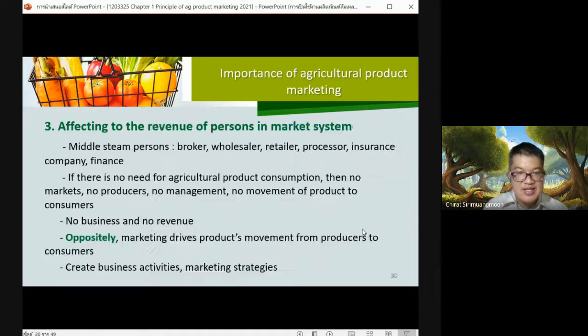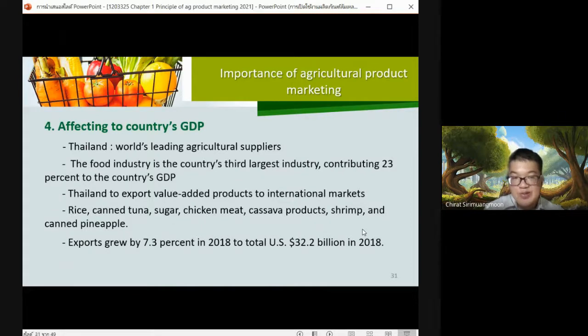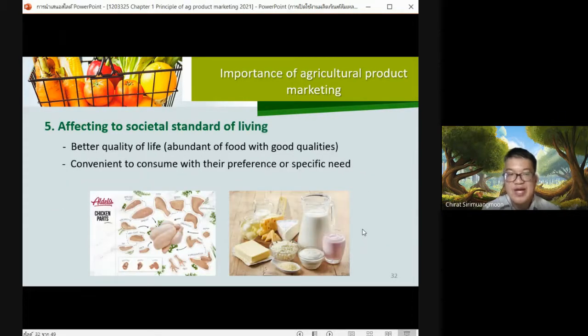Then we can have a good revenue, a higher revenue, when we apply agricultural products to the market, because it can be a systematic operation, not just chance, where if you have some product you're going to buy it, but a system starting from the producer to the consumers. And it affects the money of the country too, and it affects the standard of living for the people who live in Thailand.